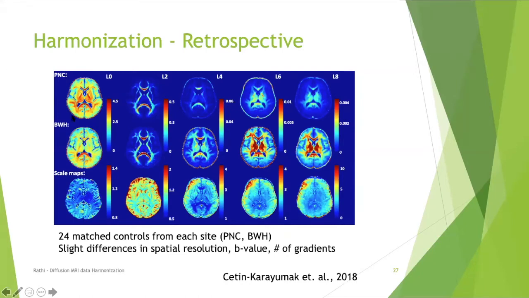And you can see the PNC and the BWH have very different looking Risch features. And this is the scale map that we obtain. So, very large differences at the 0th order, and the energy kind of goes down. But as you can see, what is important is that it's regionally specific. It depends on the region, as well as tissue specific, plus different for the different frequencies. These data sets had slight differences in spatial resolution, b-value, number of gradient directions, etc.